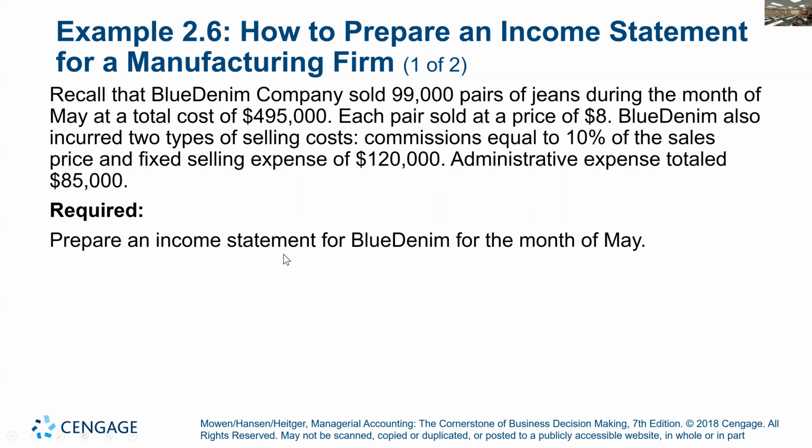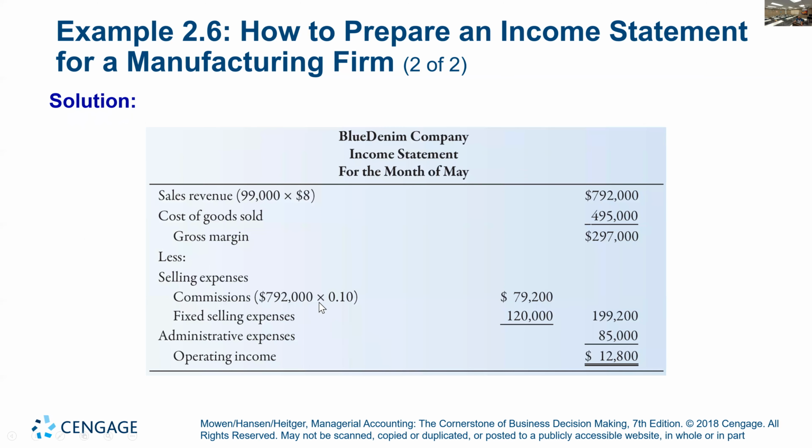So let's see if it shows it in these slides. So recall here that we sold 99,000 pairs of jeans for the month. This is the same example we've been working through all these slides. Total cost, remember we figured our cost of goods sold was 495. Let's say we sold each pair for $8. We have two types of selling costs, commissions and some fixed costs. So commissions are variable, 10% of the sales. The more we sell, the more it's going to cost us. And we have some fixed selling expenses. And then we have administrative expenses, and it's just giving us a total, prepare an income statement.